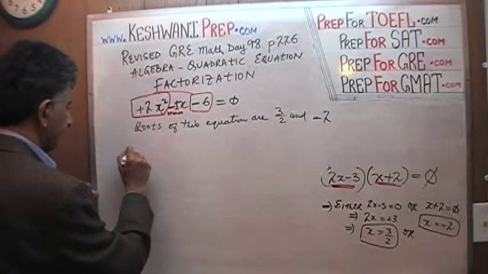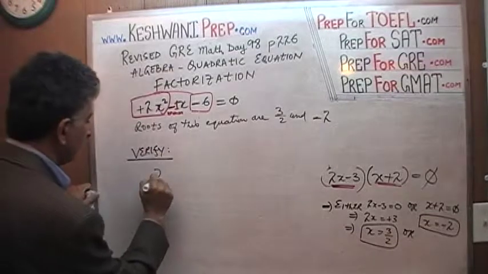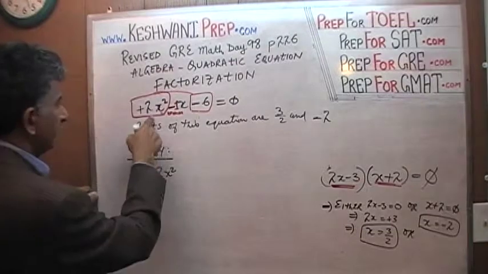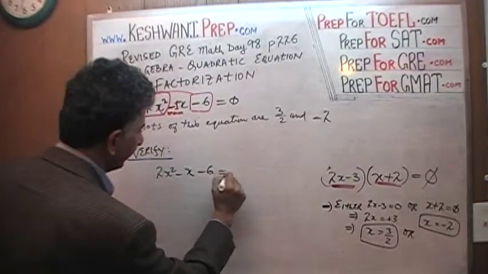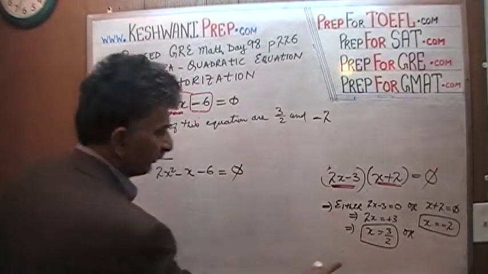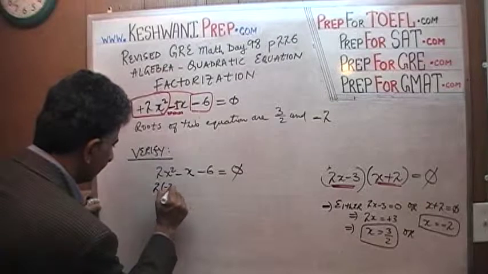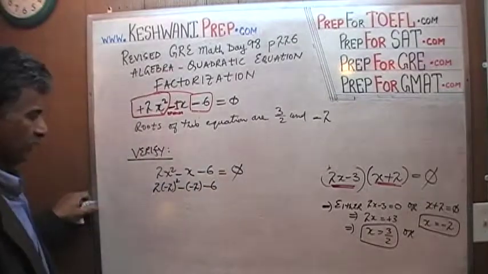Let's verify. Our equation was 2x squared minus x minus 6 equals 0. Let's first put in negative 2, which is the easier one to deal with. 2 times negative 2 squared minus a negative 2 minus 6. Let's see what it works out to be.